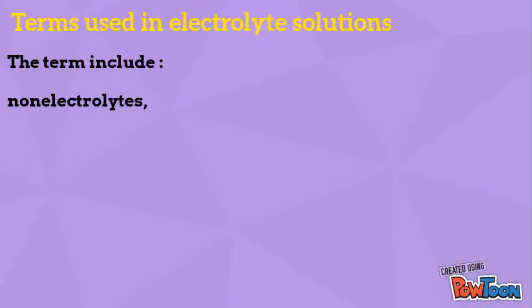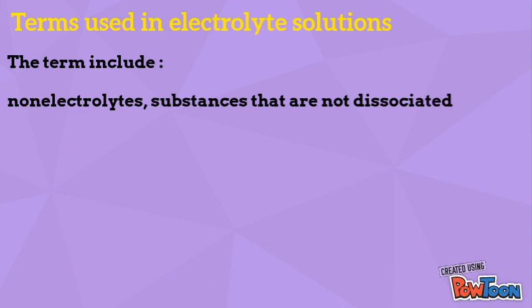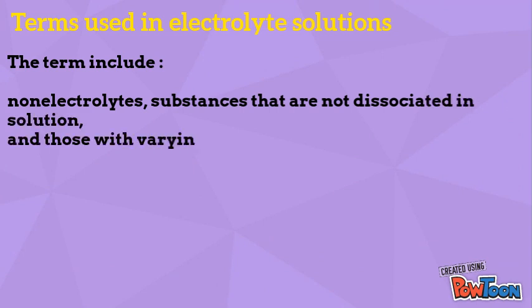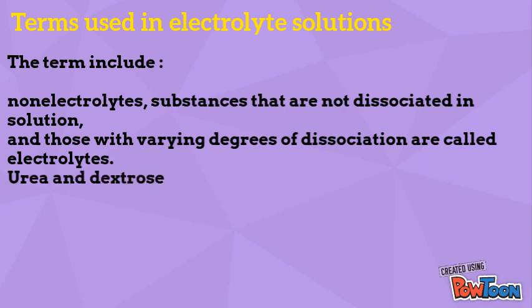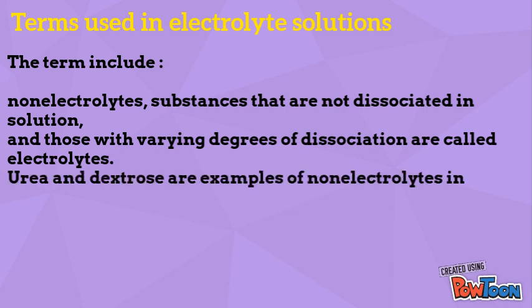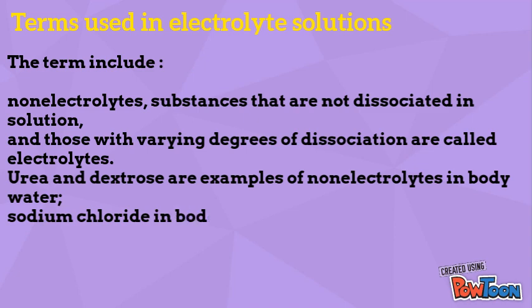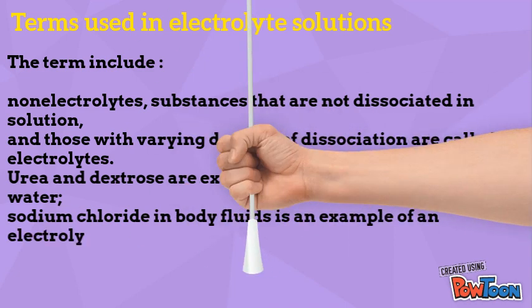Substances that are not dissociated in solution are called non-electrolytes, and those with varying degrees of dissociation are called electrolytes. Urea and dextrose are examples of non-electrolytes in body water. Sodium chloride in body fluids is an example of an electrolyte.